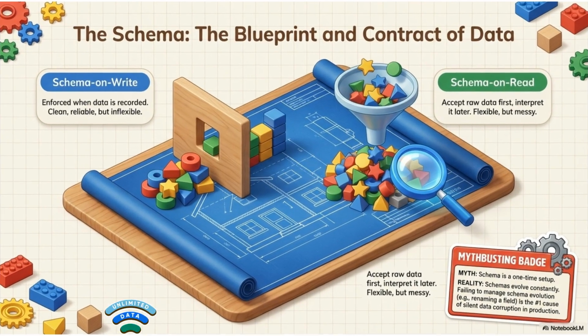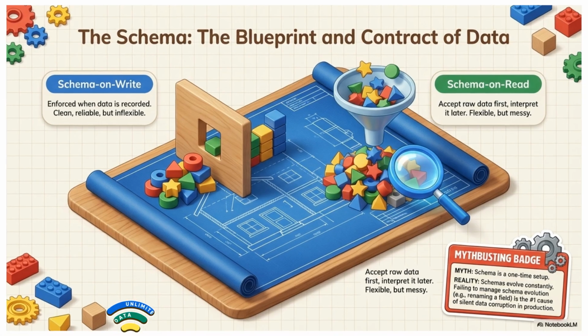The schema is the blueprint and contract of data. Schema on write enforces structure immediately, resulting in clean, reliable data. Schema on read accepts raw data first, offering flexibility but often leading to messy interpretation later. Schemas are living documents, and failing to manage evolution is a top cause of data corruption.